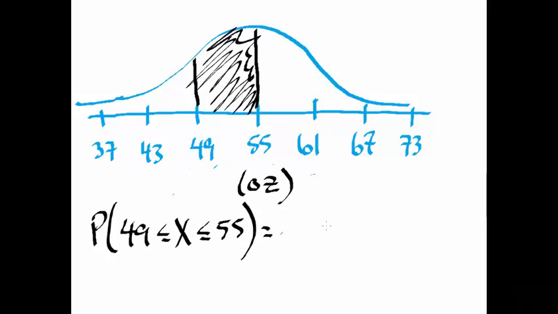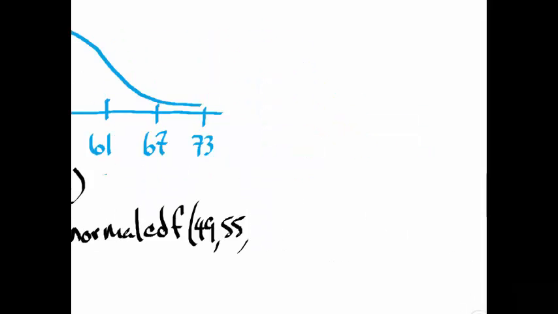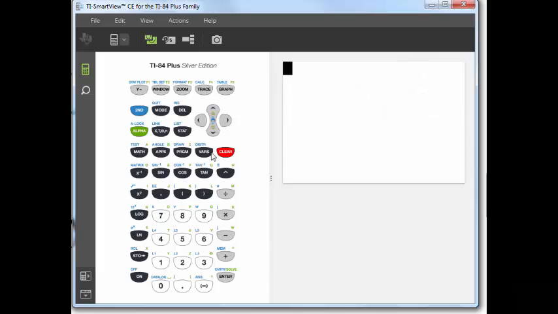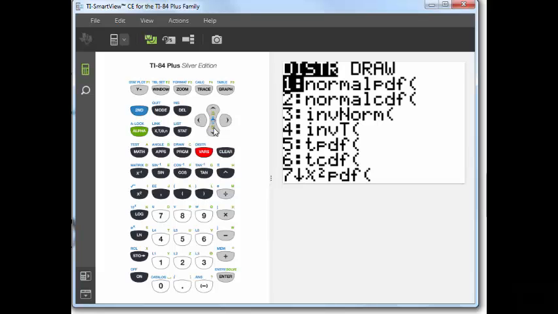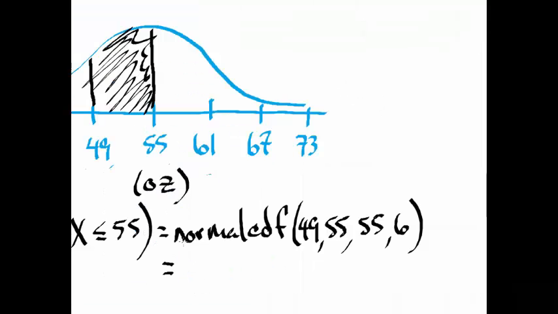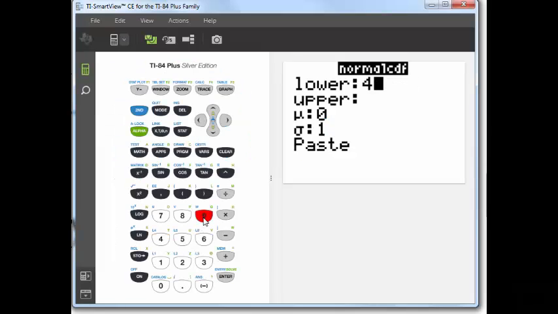I can do it with my calculator. I don't want to do it any other way. Normal CDF, I put in 49, comma, 55, comma, running out of room here. The mean there is 55, and the standard deviation is 6. So I pull out my calculator, and this normal CDF function is in the distribution menu, just like the binom CDF stuff was. So go to second, vars, normal CDF. 49 is my lower endpoint. My upper endpoint is 55. And my mean is 55 and the standard deviation is 6.